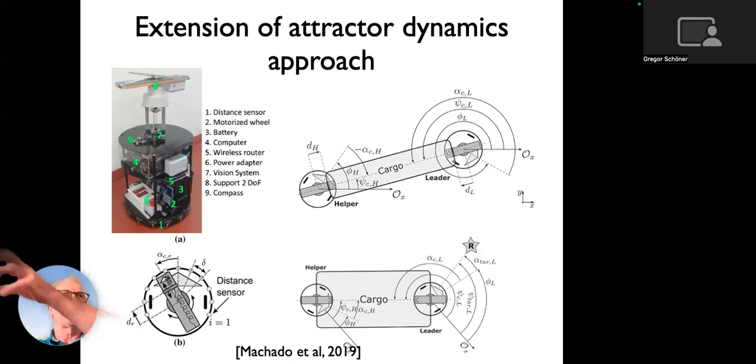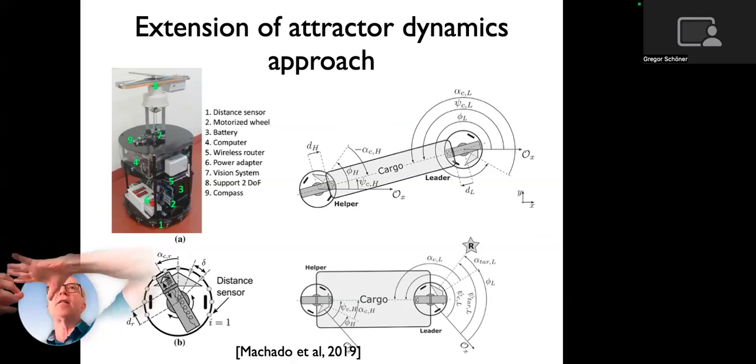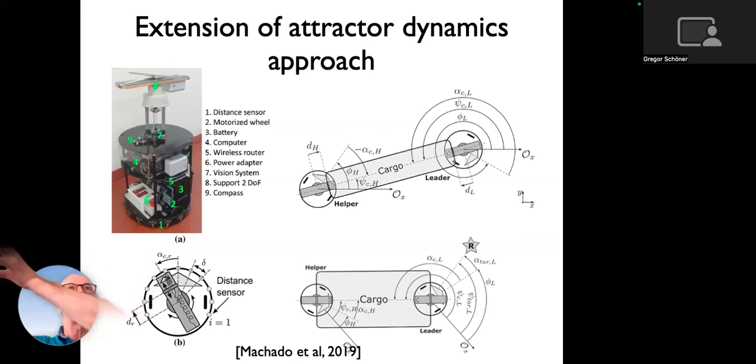So if you think of the cargo being some fixed structure, a wooden structure, then it's mounted on the robot, and by having a shaft encoder that knows the angle that this cargo has with the robot, you know essentially in which direction the cargo is sticking out. For the leader, it's behind. For the follower, it's in front.